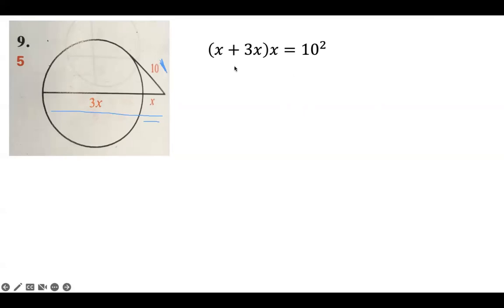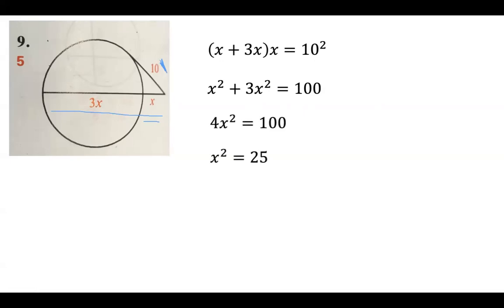Distributive property, that would give me X squared plus 3X squared. Group those, that would be 4X squared. Divide both sides by 4, and then take the square root of both sides, and you get 5. Here we go. There's that one.